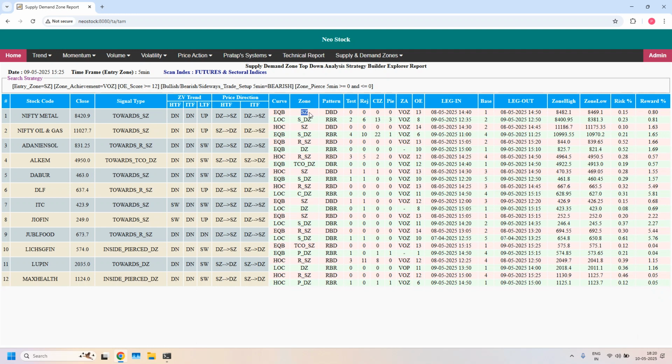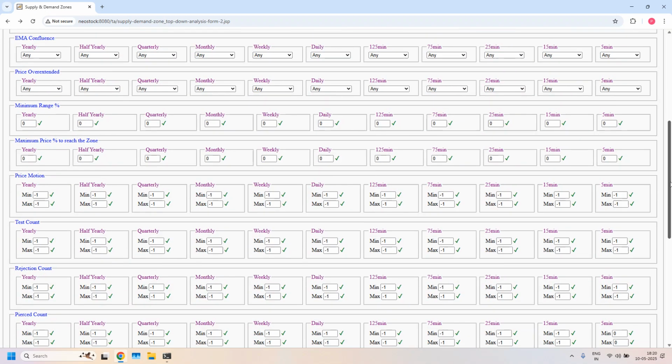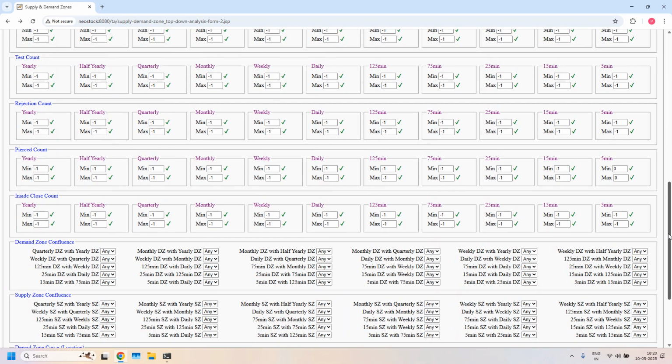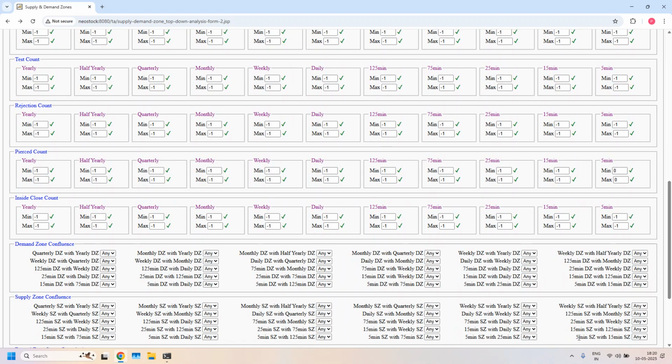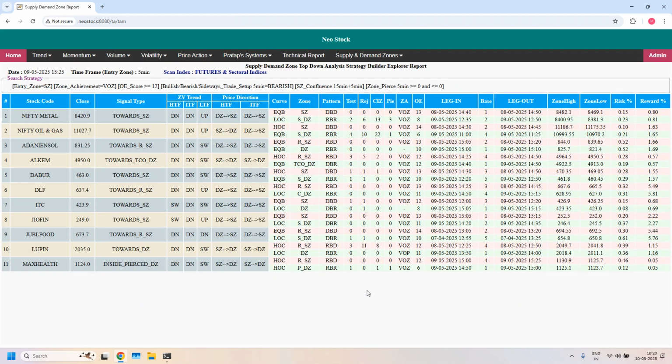And entry time frame zones are 5 minute supply zones. Out of these 12 5-minute supply zones, how many are having more high probability to get success? That we will filter based on the supply zone confluence. That is the LTF and ITF supply zone confluence. That is 5 minutes and 15 minutes supply zone confluence. By enabling the filter, we got 11 stocks.